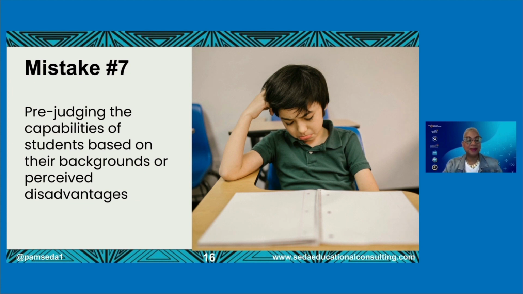All right, mistake number 7, prejudging the capabilities of students based on their backgrounds or perceived disadvantages. So many times, I've been guilty of this, where I've seen where students have had poor math history, or even in my class, they failed test 1, test 2, and then I'm thinking, well, I'm not sure how they're going to even be able to learn this new content. They don't even know their times tables. And then I find out that they blow me out of the water. I've been proven wrong so many times.